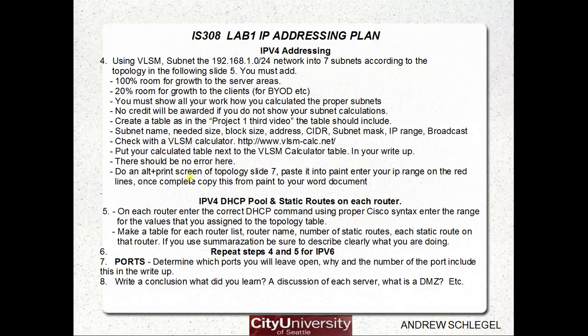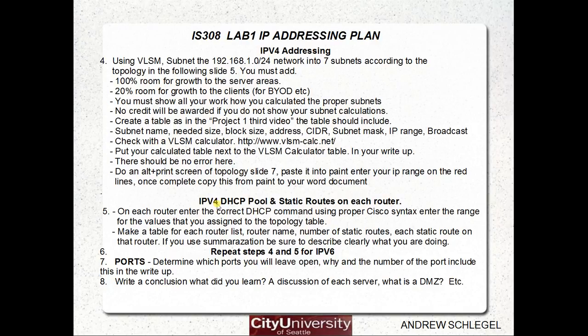Do an Alt-Print Screen of the topology slide number 7 and paste it into Paint, and then enter your IP range on the red line. So the values you got that you entered on this table, you want to enter them on the red line in this slide. And then once you've entered those values, copy this from Paint to your Word document.